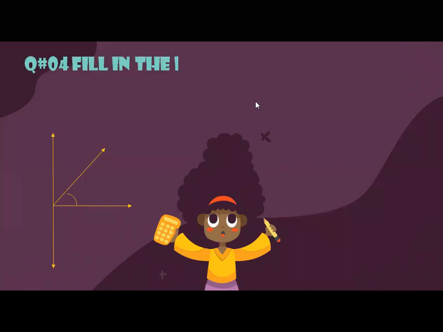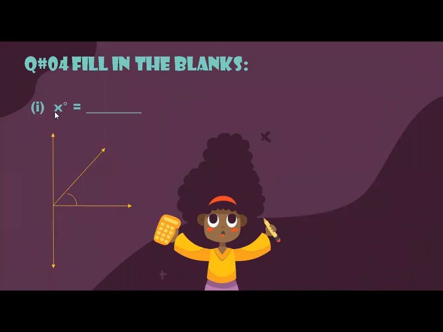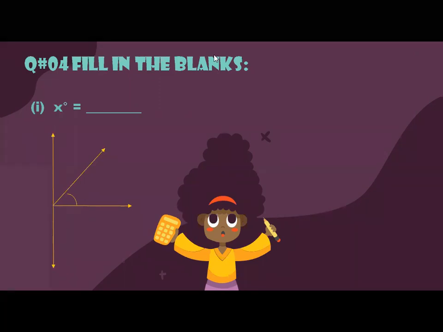Okay, now let's start. Now the question number 4 is from exercise number 11.5. Fill in the blanks. Okay, you have to fill in the blanks. Now the question is, you have to find out here x. So x is equal to dash. Now what is x? As you can see in this figure, this is your figure.